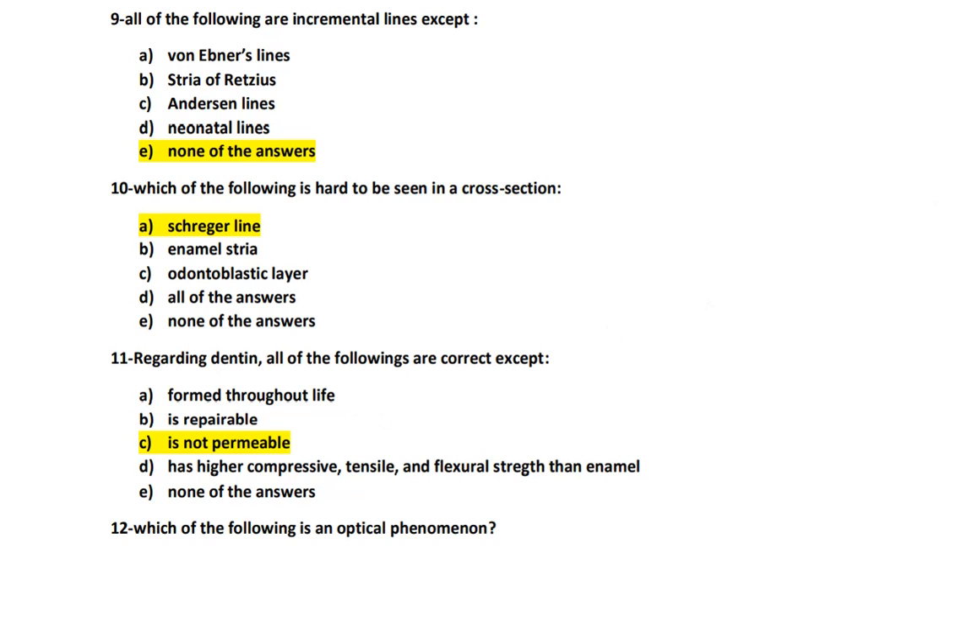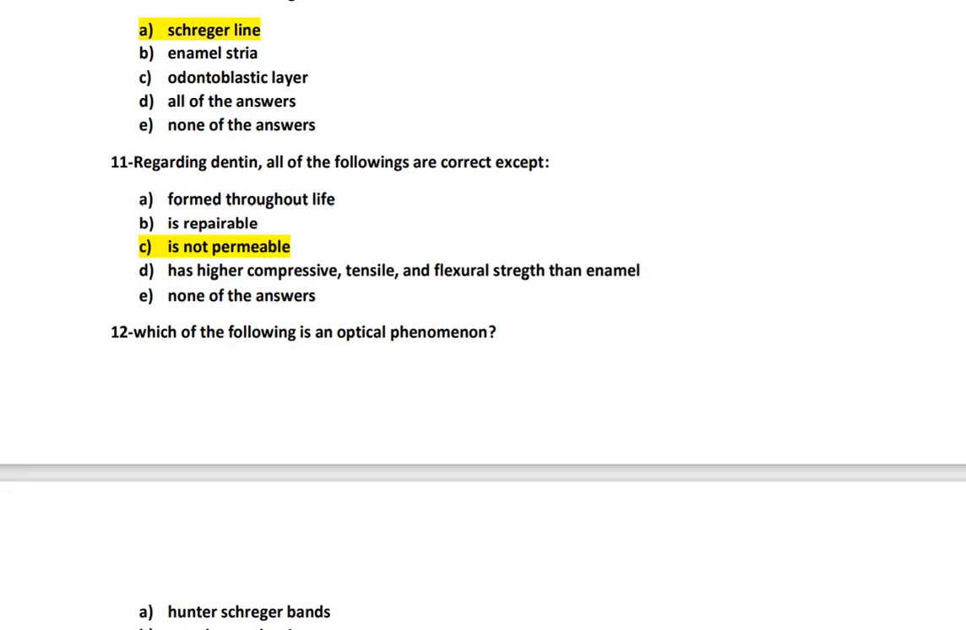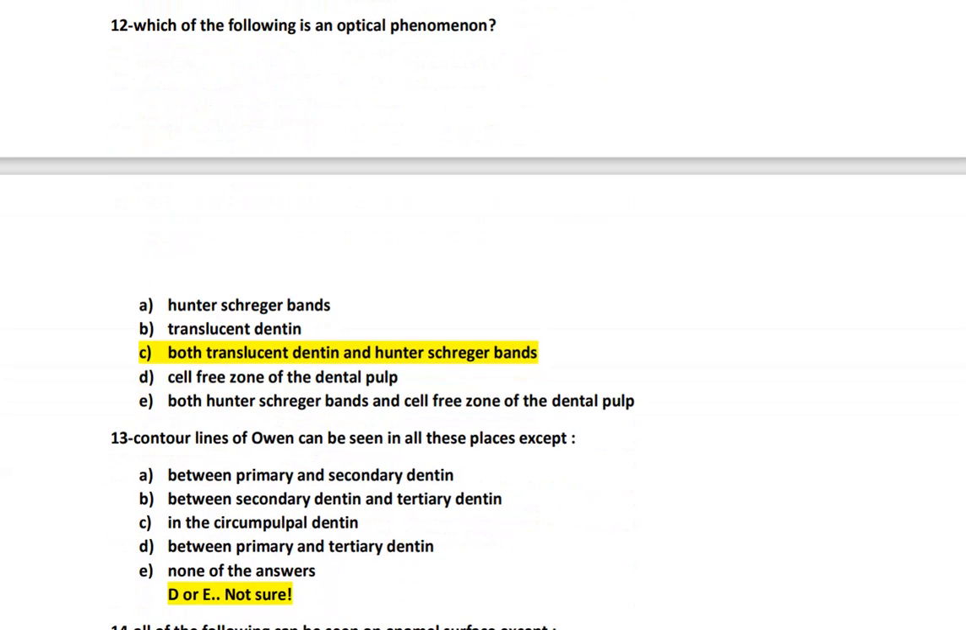Which of the following is an optical phenomenon؟ Hunter Schreger bands yes لأنه زي ما حكينا عبارة عن كل 10 ل 13 طبقة من البريزمز أوكي بيمشوا باتجاه. ال10 ل 13 اللي تحتيهم وال10 ل 13 اللي فوقيهم بيختلف الاتجاه تبعهم فلما يعكسوا الضوء رح يعكسوا الضوء باتجاهات مختلفة فرح يعطوني الأوبتيكال إلوجن اللي هو الهانتر شريجر باند.